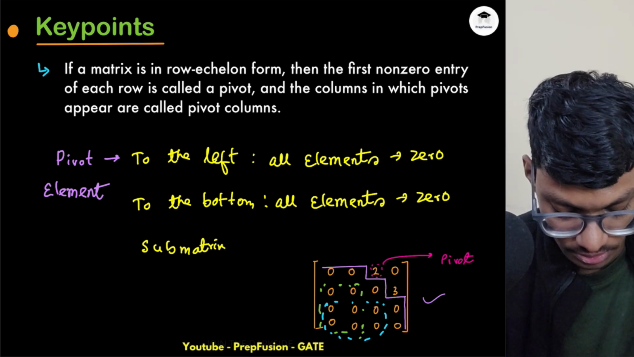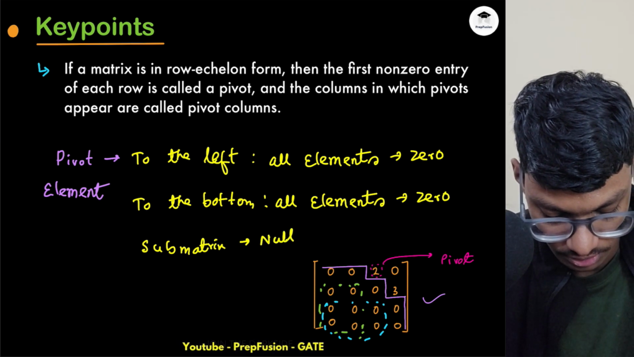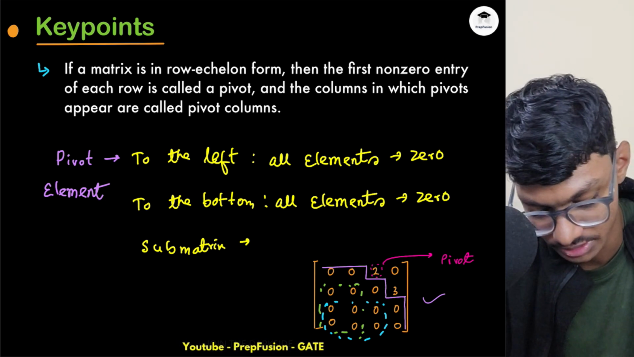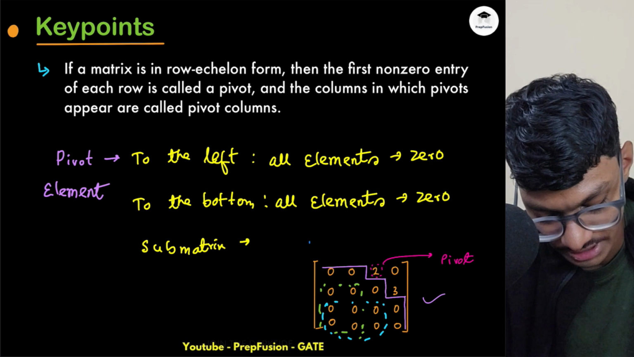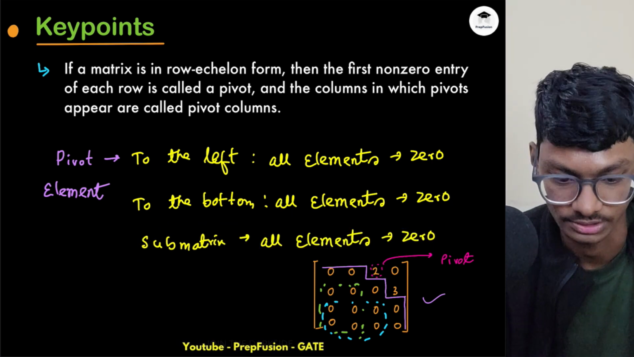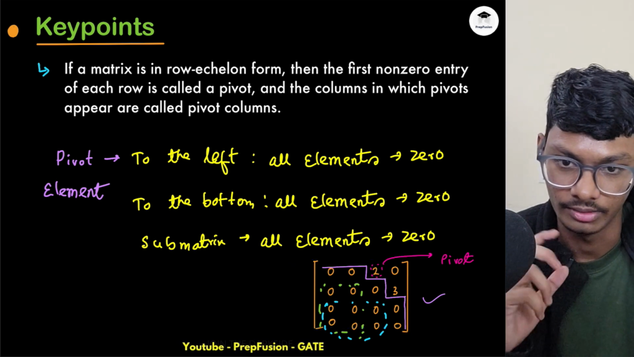Submatrix should be null, because all elements should be zero. Basically, all elements are again zero. Towards the left, everything should be zero. That is the crux of these pivot elements, right? So that is what I am trying to explain.